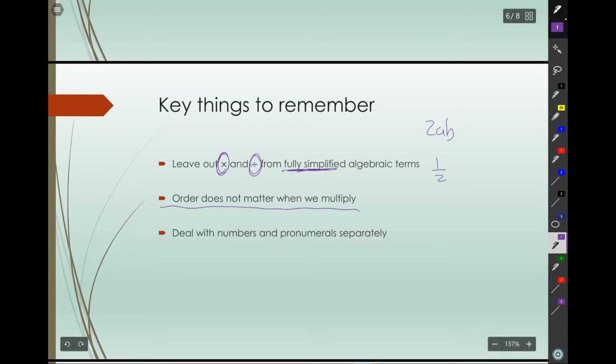I've mentioned this already this lesson, order doesn't matter when we multiply. Deal with numbers and pronumerals separately. That applies for multiplication and division. If you have something like this in multiplication, you want to deal with your numbers first and then your letters. Equally true in division problems. You want to sort of split the problem into 2, deal with the numbers first, and then worry about the letters.